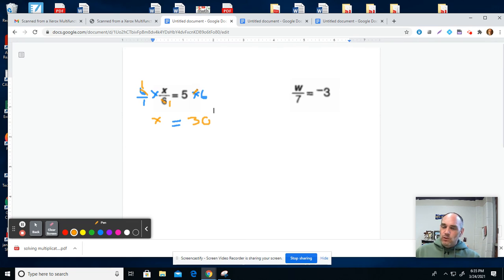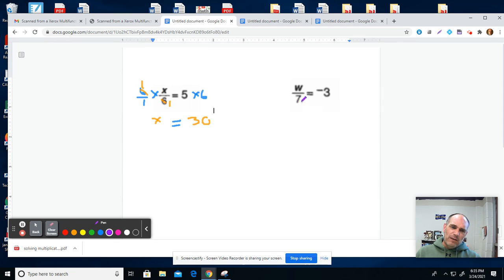And remember, even if you can do this in your head, I still need to see the work. What did you do to get this letter all by itself? There's a 6 in the bottom, so I can multiply by a 6 on top, so I get my cross canceling. All right, so let's come over to this problem.